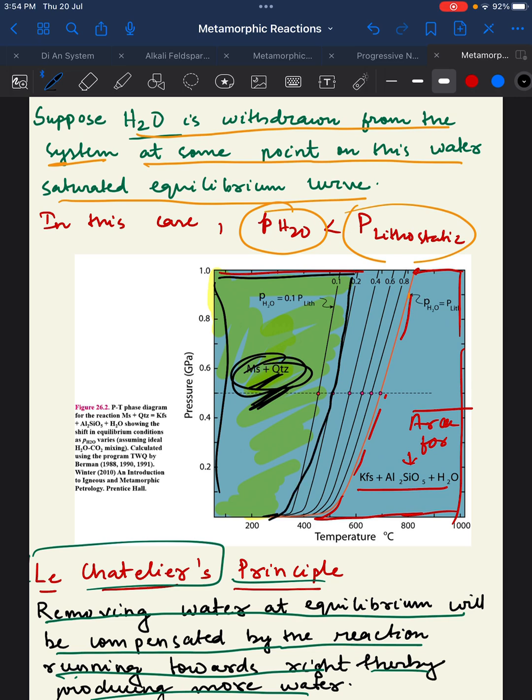So now the area for K feldspar plus sillimanite plus water is this bigger area, and the muscovite plus quartz area has decreased because the system has produced more water. So in order to produce more water, it consumes the muscovite plus quartz. Since the muscovite plus quartz is getting consumed, the muscovite plus quartz area in this graph will also be decreasing, and this K feldspar plus sillimanite plus water area will be increasing.